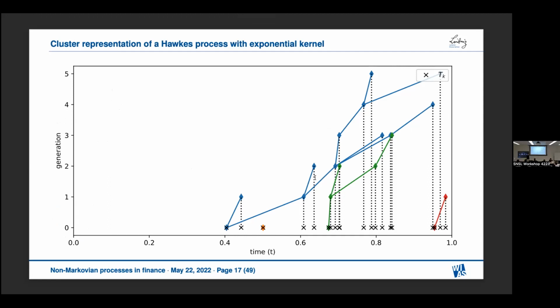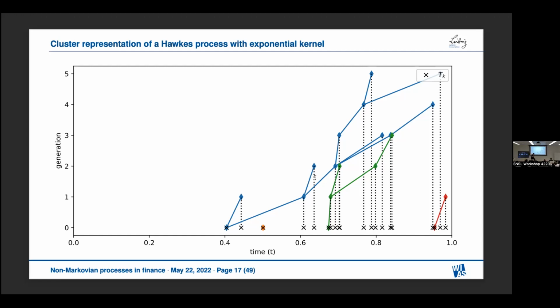So what you see here is different colors in different clusters. And on the y-axis, you see the generation number. The crosses mean all the events, right? So basically what happens is, first nothing happens. Then at around 0.4, we have a first immigrant arriving. This immigrant has two offspring, two children. I mean, potentially it could have more. We only observe until time one, but actually I doubt it because the exponential kernel decreases very fast. So probably no more children to come, but who knows?